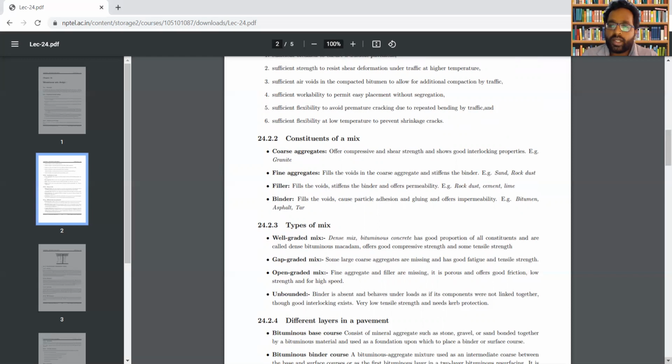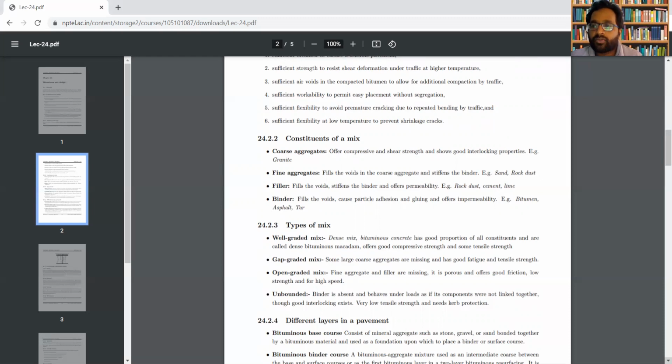The bituminous concrete will be having good proportion of all constituents, and they are called dense bituminous macadam. They will offer good compressive strength and also some amount of tensile strength. Next one is a gap graded mix. In gap graded mix, larger size coarse aggregates are missing and they will be having good fatigue and tensile strength values.